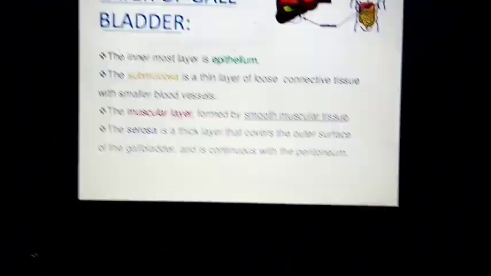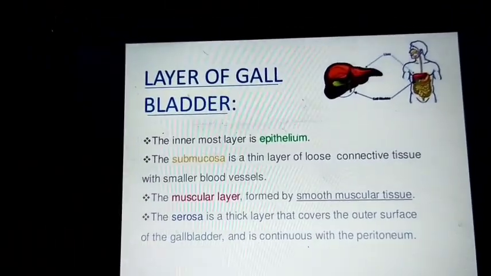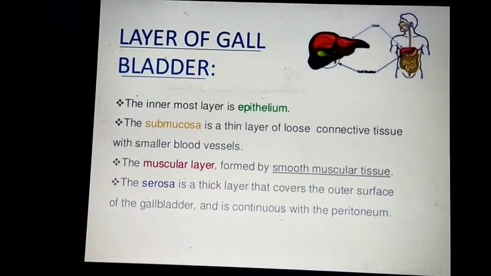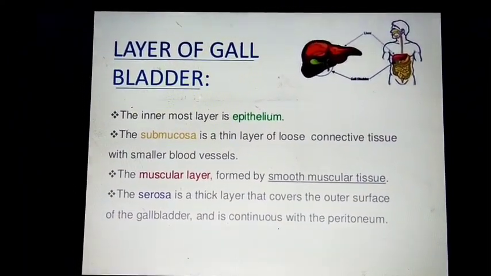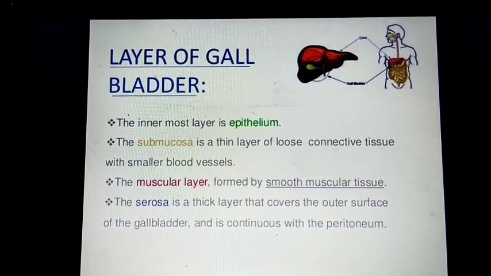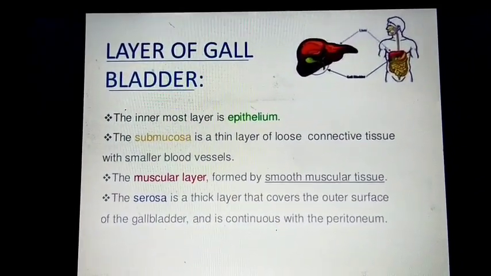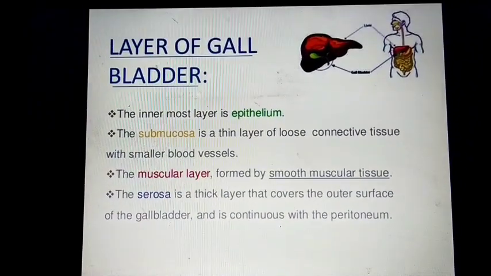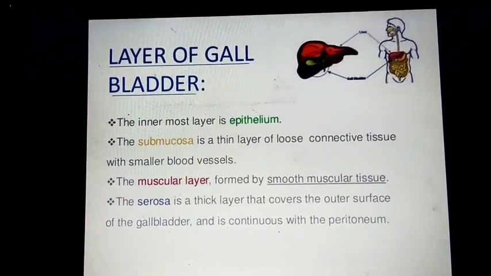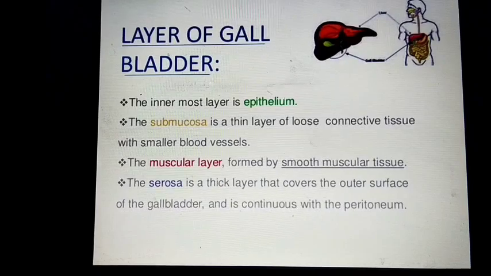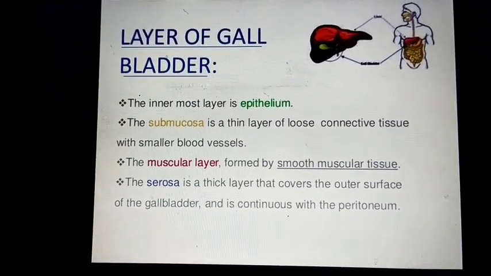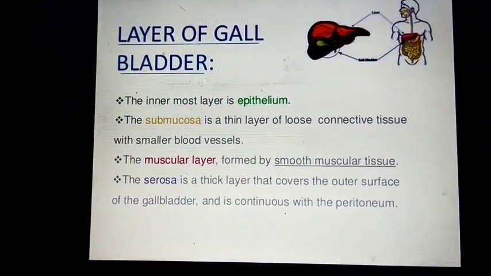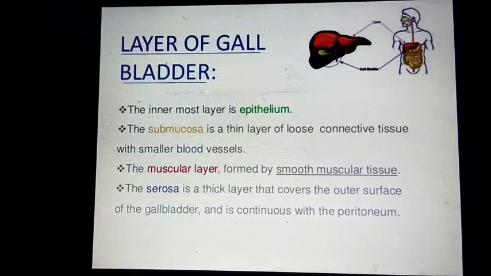Layers of the gallbladder. The gallbladder mainly contains the mucosal layer, submucosal layer, muscular layer, and serosal layer. The innermost layer is made up of the epithelium, and the submucosa is a thin layer of loose connective tissue with smaller blood vessels. The muscular layer is formed by smooth muscular tissue. The serosa is a thick layer that covers the outer surface of the gallbladder and is continuous with the peritoneum. The gallbladder is completely covered by the peritoneum.